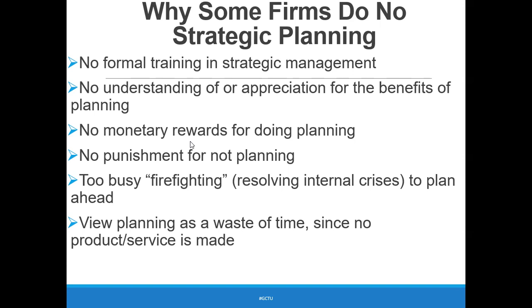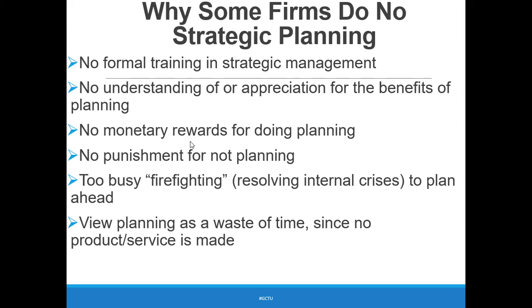Another one is that they may also not have an understanding or appreciation for the benefits of planning. In fact, most organizations are fortunate in that they may not have any plan in place, but at the end of the day, they may be breaking even or making profits. And so why would they change such game plan when no strategic planning is giving them results? So that is also another reason why some may not indulge in it.